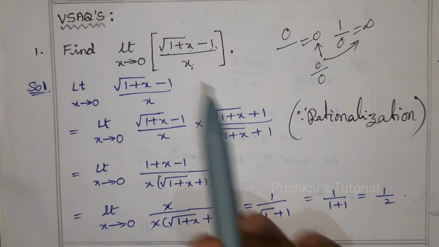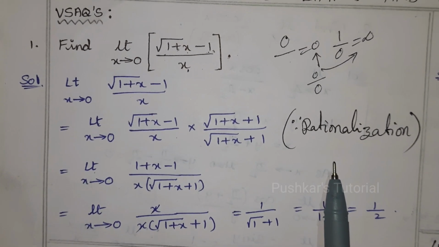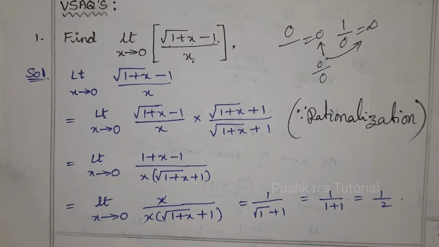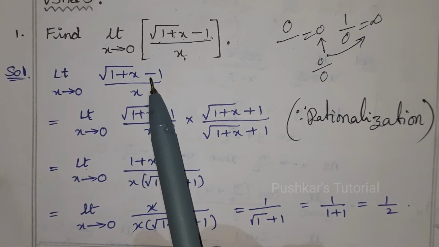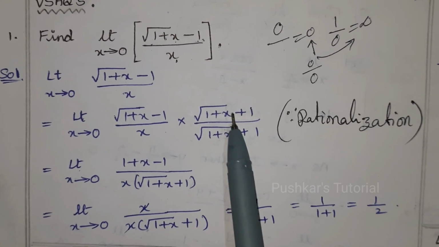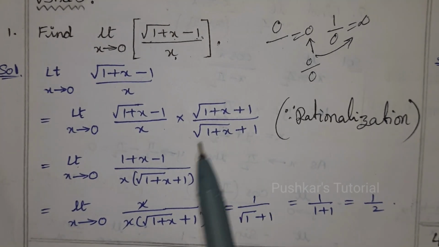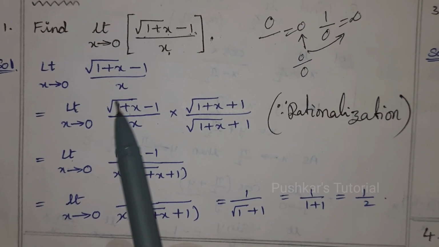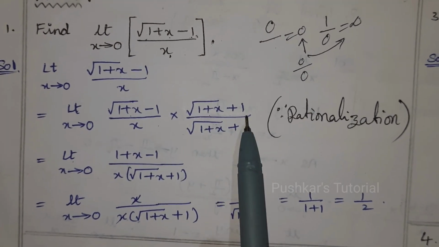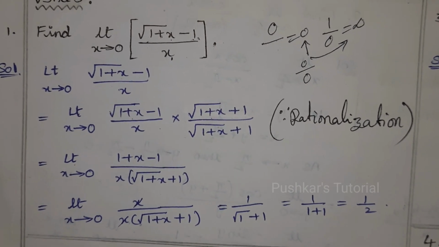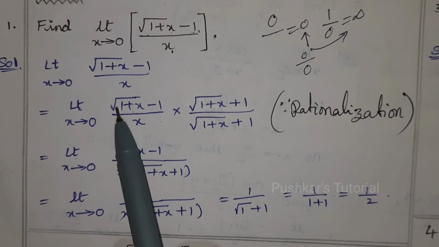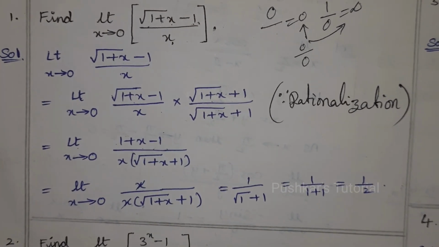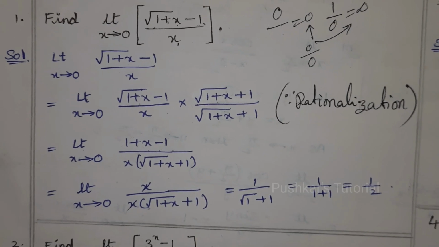So whenever a root is coming, we have to do rationalization. Generally we do rationalization for the denominator, but here I am doing rationalization for the numerator. The conjugate: minus means plus. We multiply and divide with under root of 1 plus x plus 1. The numerator looks like a minus b into a plus b, so a square minus b square: the square root cancels for 1 plus x, 1 square is 1, and the 1 gets cancelled. Next, x by under root as it is.